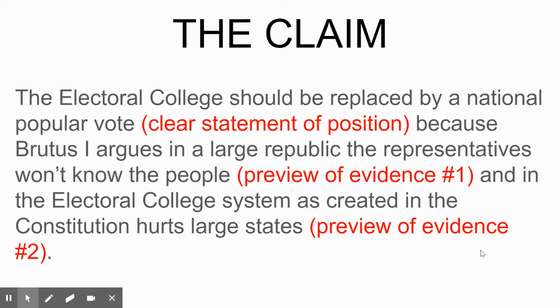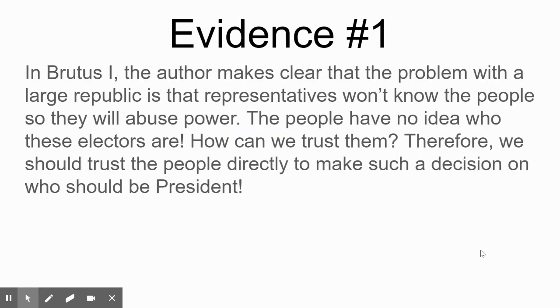So I'm going to argue the exact opposite. In the first one I was saying small states are protected, this is good. Now I'm going to say large states are being hurt. So again, you could argue either way. There's no right or wrong here. There's just you making an argument. That's what matters. Here's my evidence 1.